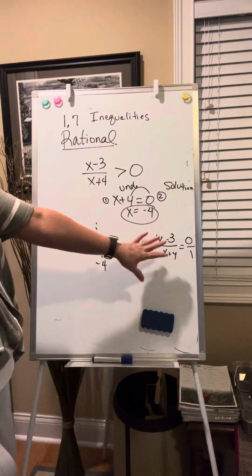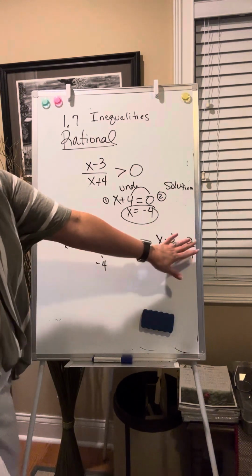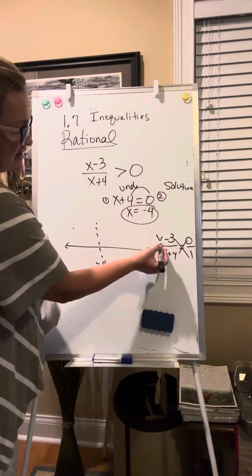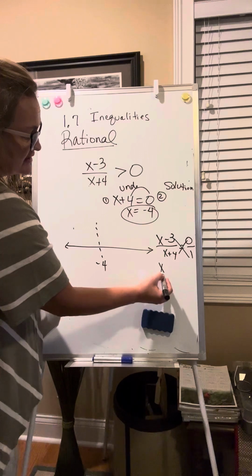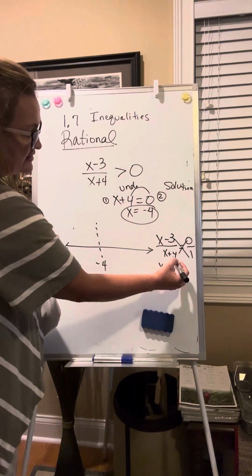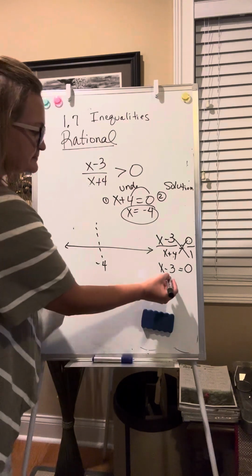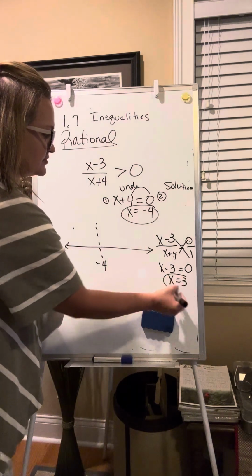So it's kind of like a proportion there, a fraction equal to a fraction, we could think of it as. And you can do the cross products. x minus 3 times 1 is x minus 3. And then the denominator will be times 0, so it equals 0. And then to solve that, x is 3.